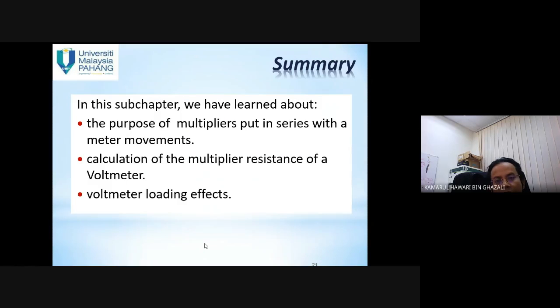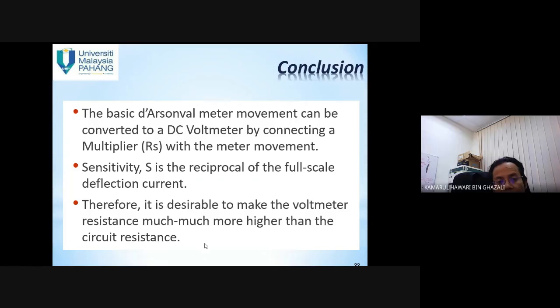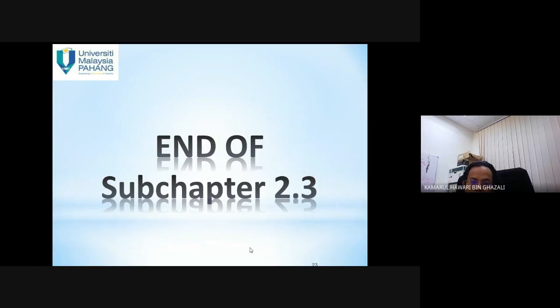In this chapter, we have learned about the purpose of multipliers put in series with a meter movement, calculation of the multiplier resistance of voltmeter, and voltmeter loading effect. The basic D'Arsonval voltmeter movement can be converted to a DC voltmeter by connecting a multiplier Rs with the meter movement. Sensitivity S is the reciprocal of the full scale deflection current. Therefore, it is desirable to make the voltmeter resistance much higher than the circuit resistance. That's all for subchapter 2.3.